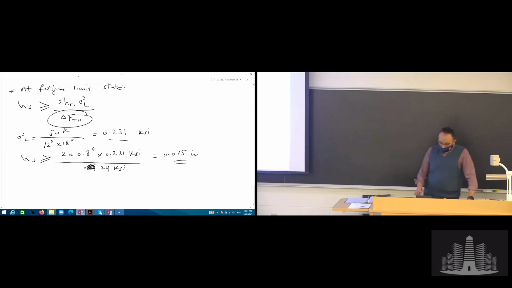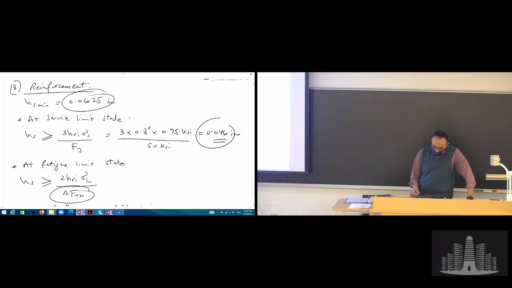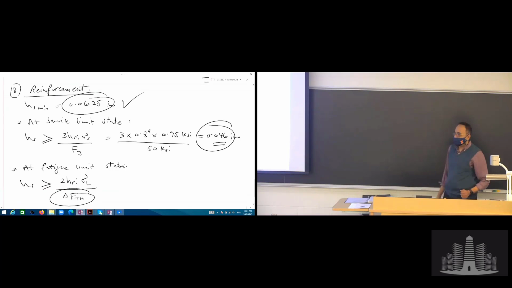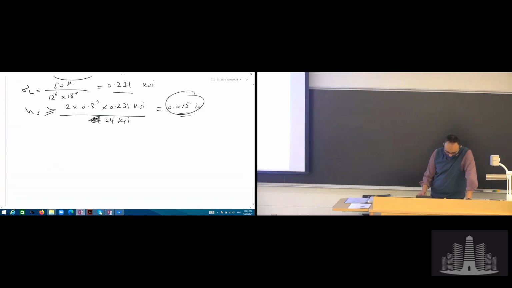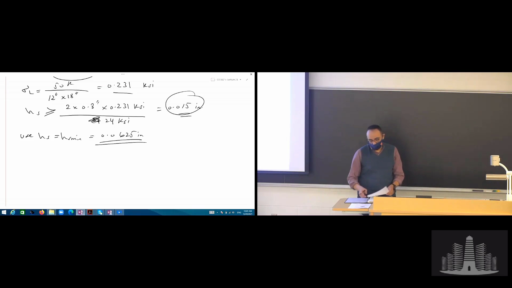Now, out of all these 3 values, remember, the absolute minimum value is 0.0625. The one from the service limit state is 0.046. The one from the fatigue is 0.015. Obviously, this one governs, because that's the highest one out of all 3 values. So in this case, I'm going to use this as my minimum thickness for the steel plates. So I'll just say here, use HS equal HS min of 0.0625 inches. Okay, so now I've determined the thickness of the plate. Then we're done. Practically, we're done.